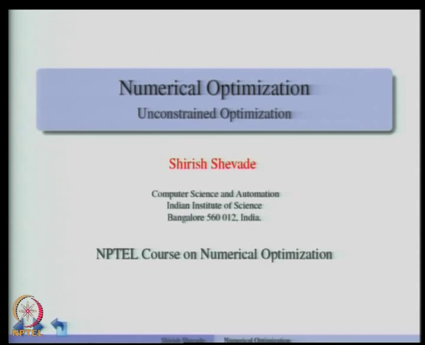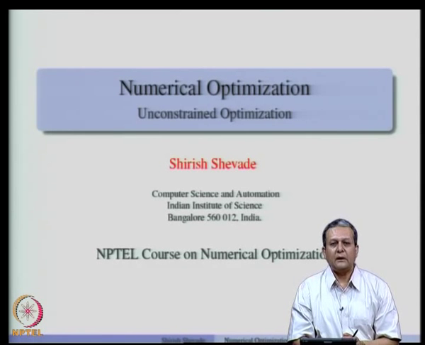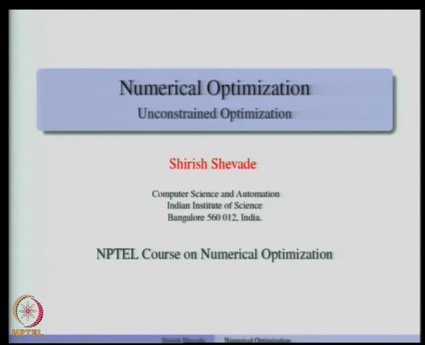A new topic now, which is unconstrained optimization. In some of the earlier classes, we started looking at unconstrained optimization, but that was mainly related to one-dimensional unconstrained optimization. Now, for the next few lectures, we will spend some time studying n-dimensional unconstrained optimization. Some of the ideas that we discussed for one-dimensional unconstrained optimization are very useful in studying this material.